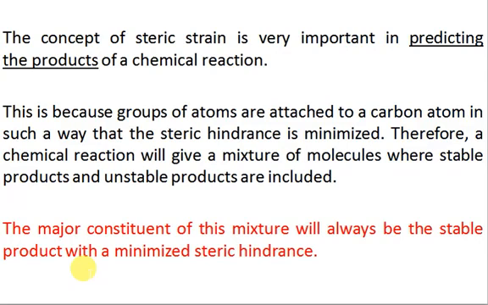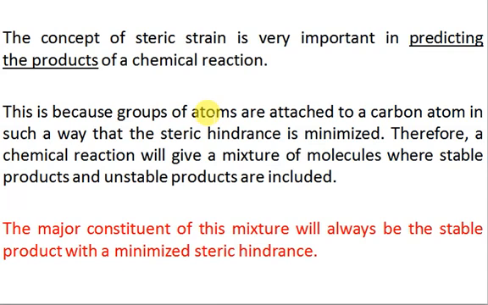Right, the concept of steric strain is very important in predicting the products of a chemical reaction. Why are we saying that? Because the group of atoms attached to a carbon are arranged in such a way that steric hindrance is minimized, right? So there must be less crowding so that atoms don't repel each other. Whenever a compound or molecule is formed, the atoms are arranged in such a way that there is minimum repulsion between the electrons of the bonded atoms, right?